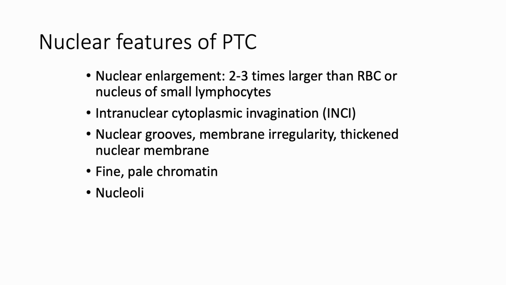Features related to abnormal nuclear pliability, including intranuclear cytoplasmic inclusions, irregular nuclear membranes, nuclear grooves, chromatin, fine and pale, often accompanied by a thickened nuclear membrane, and small, prominent nucleoli. All of these features are readily visible in cytology, which is why PTC can be diagnosed so accurately based on cytologic findings alone.